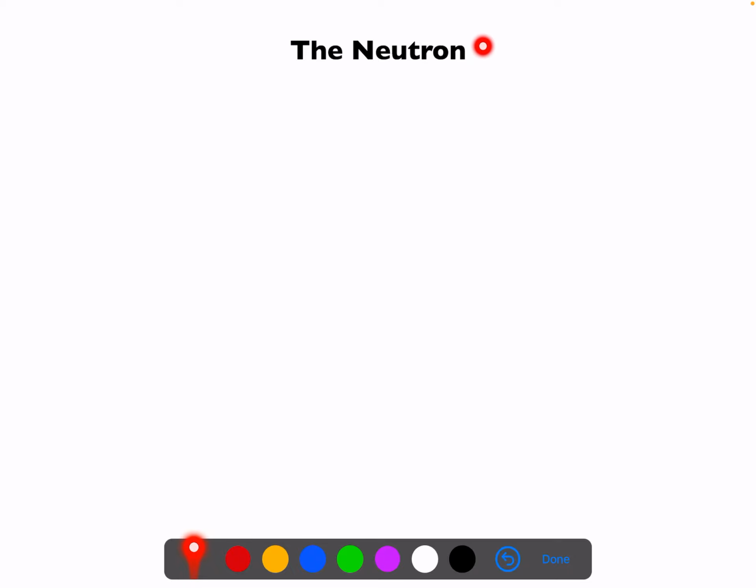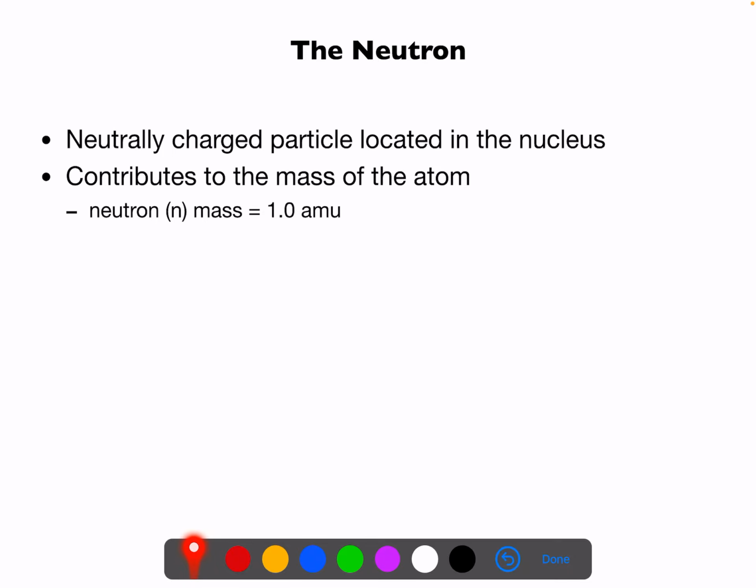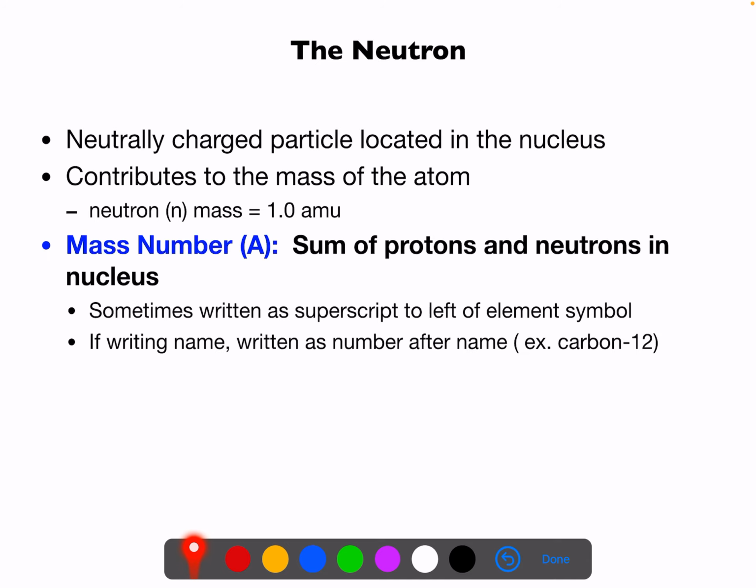Our second subatomic particle is the neutron. So the neutron is neutral. So it does not contribute to the charge, but it does contribute to the mass. So it's located in the nucleus and has a mass of 1 atomic mass unit, so the same mass as a proton, but no charge.